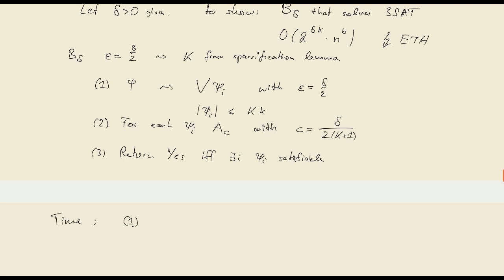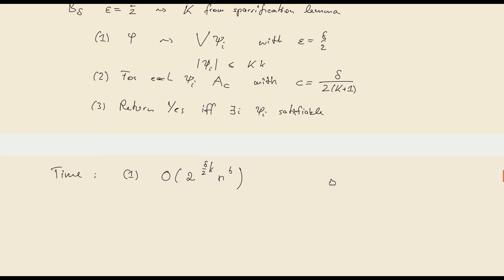So step 1 uses essentially the sparsification procedure, which we claimed there has the following running time. I used the same b for all polynomial parts. Actually, you should use a different one each time, and in the end, you can take the largest one. But I'll just assume that we choose a large enough one right from the beginning.